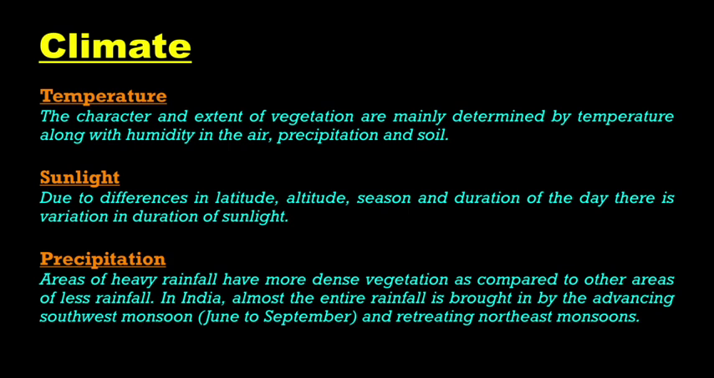And we know as we move from equator to poles, the duration of the day and the sunlight decreases. When we go up altitude, atmosphere becomes dilute and the temperature reduces. Also, the seasons affect the nature of sunlight. The last sub-factor is precipitation. Areas of heavy rainfall have more dense vegetation as compared to the areas of less rainfall. In India, almost the entire rainfall is brought in by the advancing southwest monsoon, that is from June to September, and the retreating northeast monsoon.